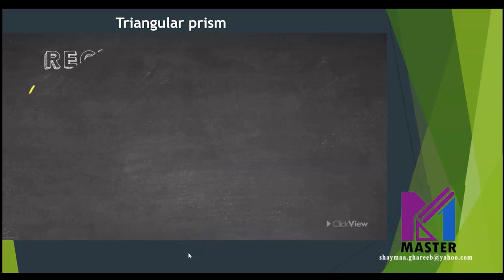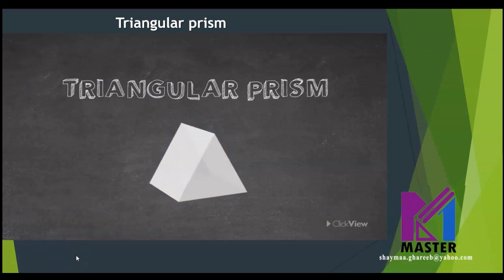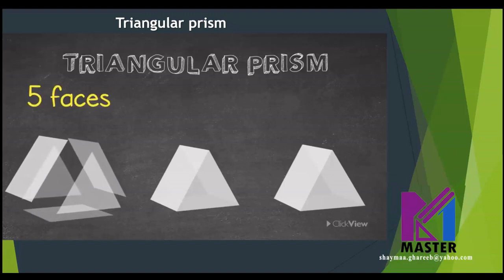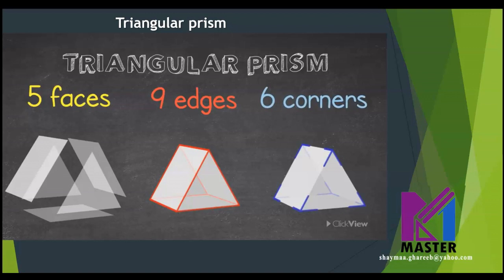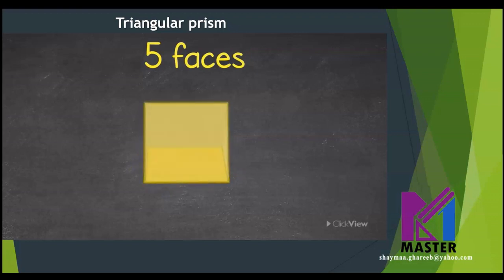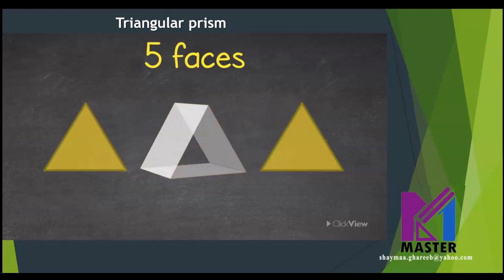In this video, I will show you some properties of the triangular prism. This shape is a triangular prism. A triangular prism has 5 faces, 9 edges, and 6 corners. Triangular prisms have 2 faces that are triangles and 3 faces that are rectangles. The 2 triangle faces are always the same size.